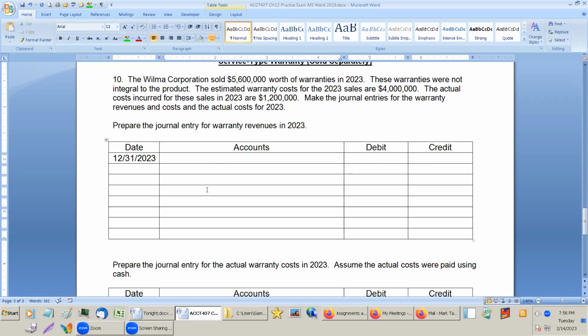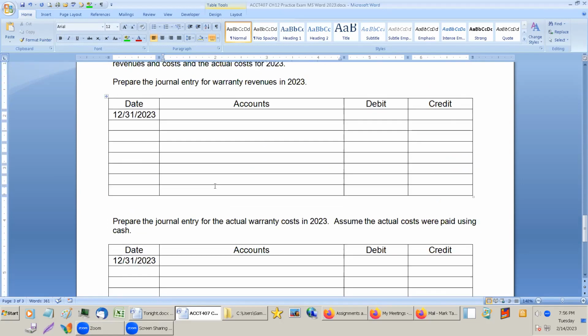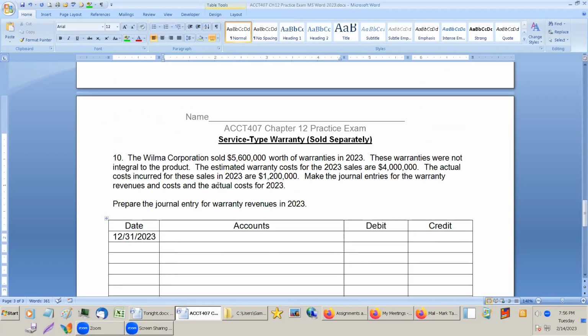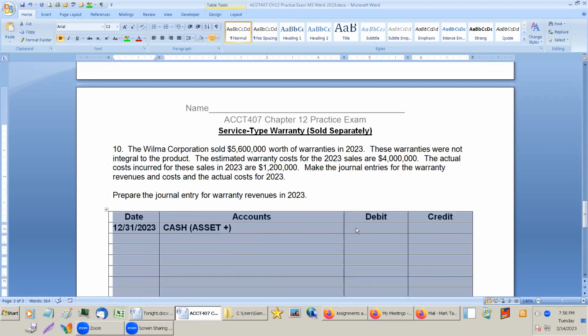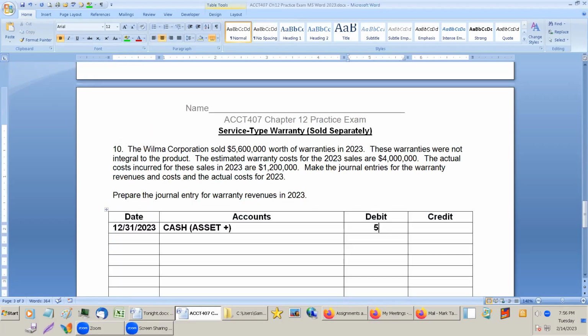Okay. Original entry for the warranty revenues. I'm going to put in the unearned revenues also because I think I put that on the test, and I think it makes it a little easier to visualize. So the unearned revenues would be fine. Unearned warranty revenues, either one's fine.